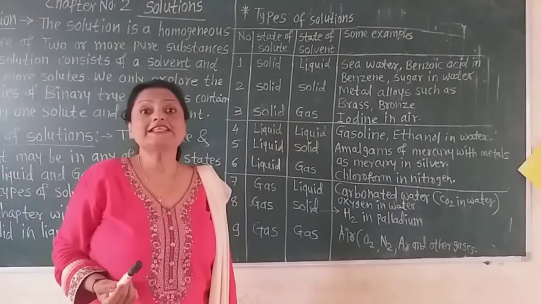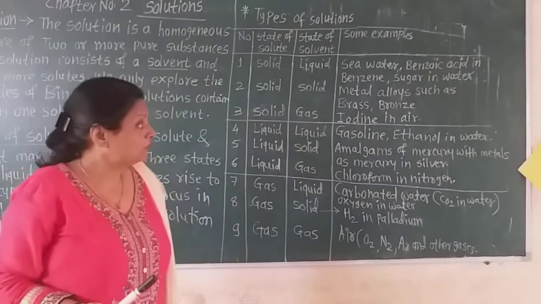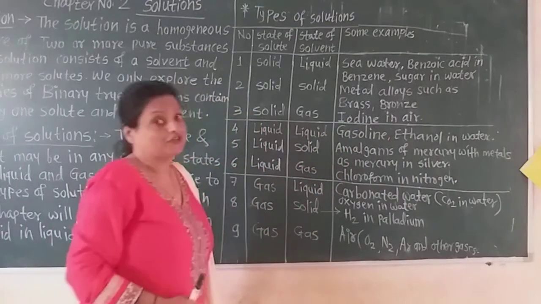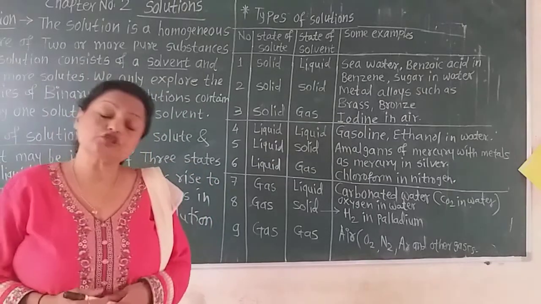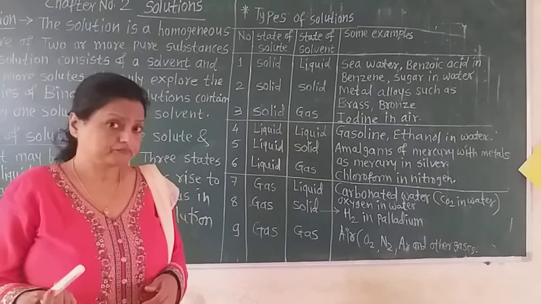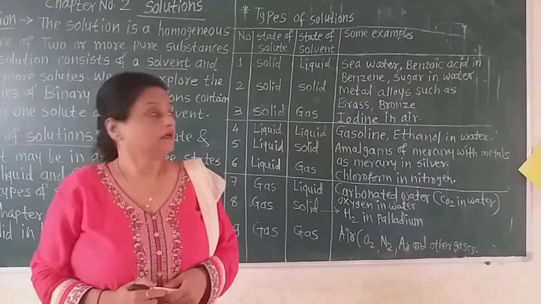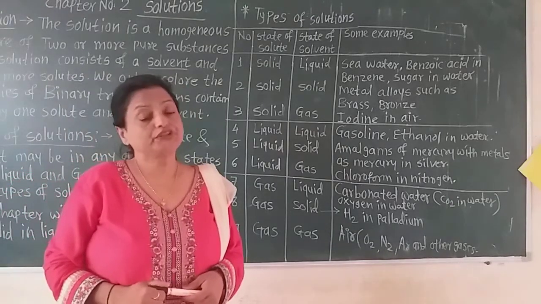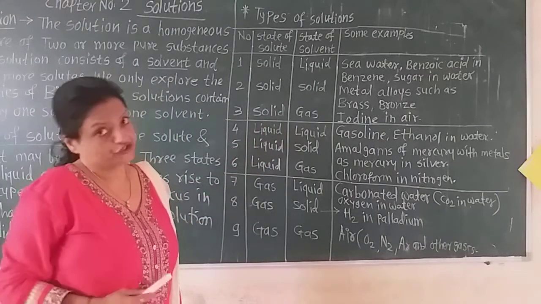But in the alloys, we know that alloys are the mixture of two or more metals. Now in the alloys, that is the metal alloys such as brass and bronze. In brass there is zinc and copper, and in bronze also there are different types of metals in proportion. In this way, brass and bronze are the solid in solid type of solutions.